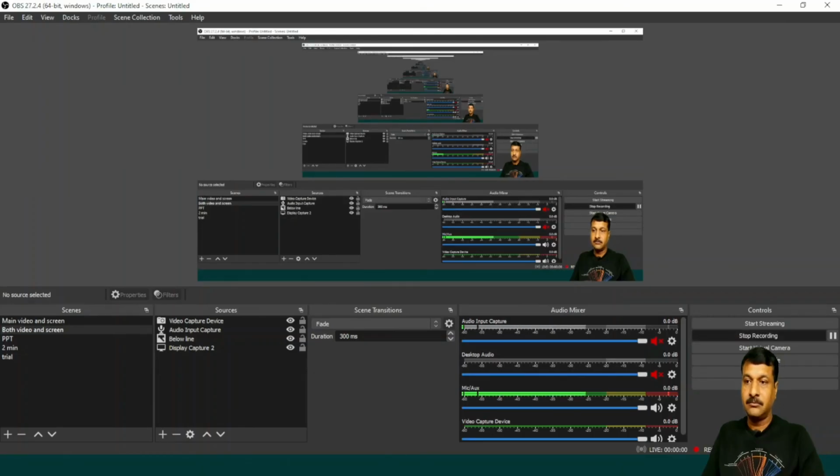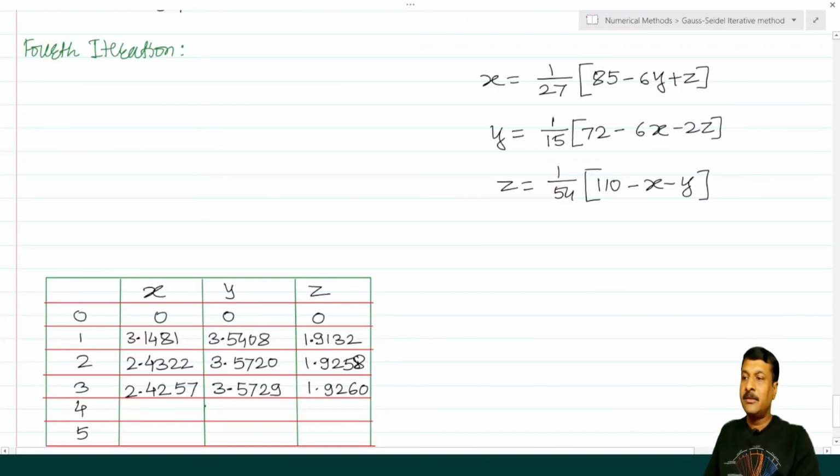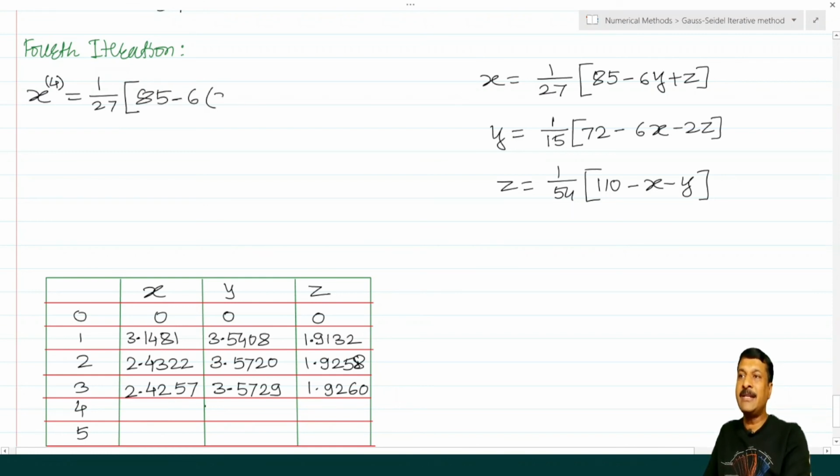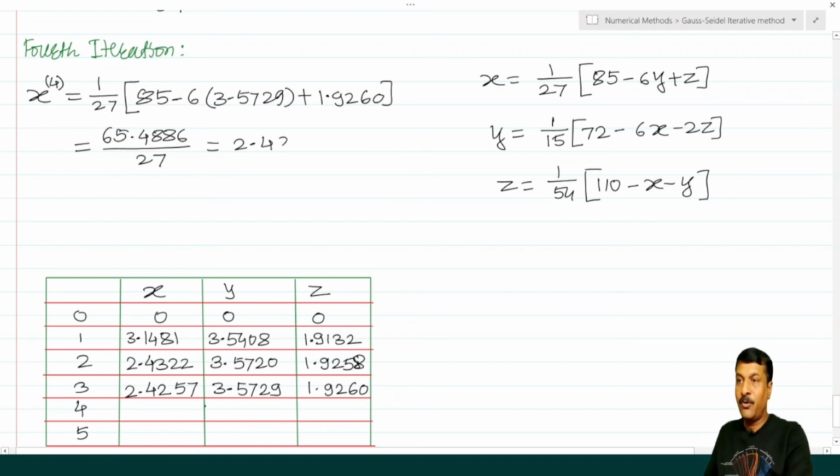Now the fourth iteration. So here the value of x, if we have this table, you can see this. What is the value of x? Now the next iteration. So x at fourth iteration is equal to 1 by 27 in bracket 85 minus 6 times the recent value of y, 3.5729, plus z, 1.9260. And that is equal to, by calculator, 65.4886, whole divided by 27, and that is equal to 2.4255.